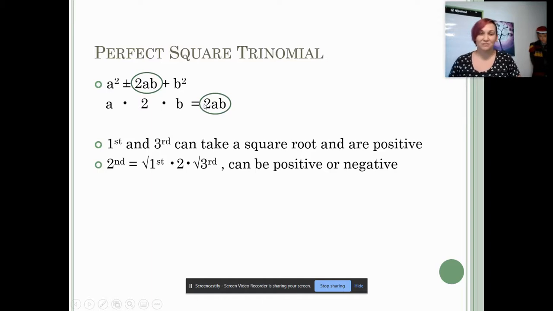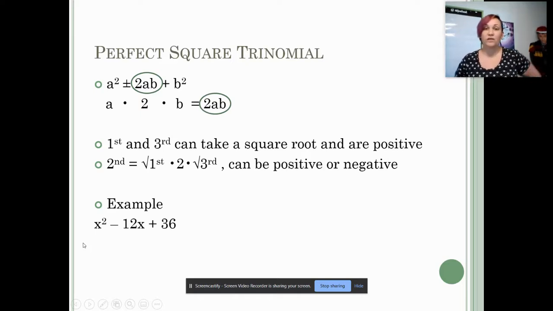Here's an example with some numbers. So here I have a trinomial, 3 terms, x squared minus 12x plus 36. And so the first thing I'm going to check for is, can I take a square root of the first term? And the answer is yes, I can. It's x.